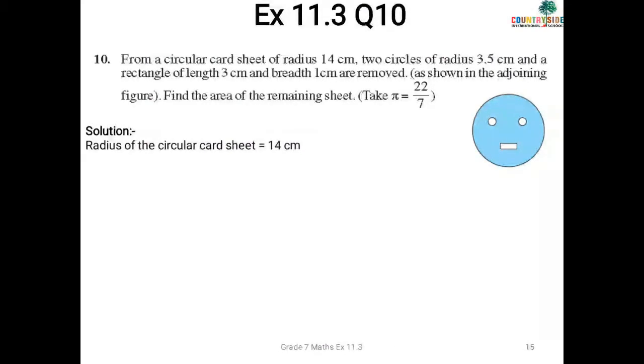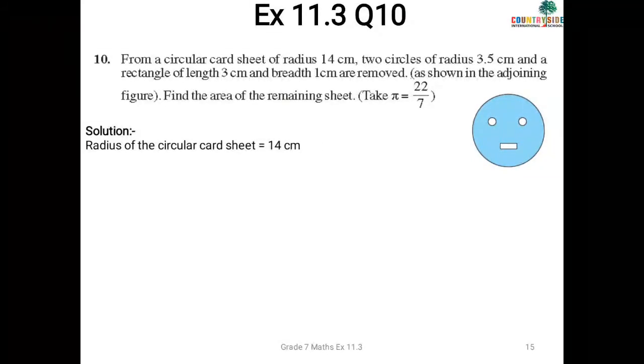So now scholars, exercise 11.3, question number 10. The question is, from a circular card sheet of radius 14 centimeter, 2 circles of radius 3.5 centimeter and 1 rectangle of length 3 centimeter and breadth 1 centimeter are removed. Find the remaining area. Okay, remaining means what? We have to do subtraction.